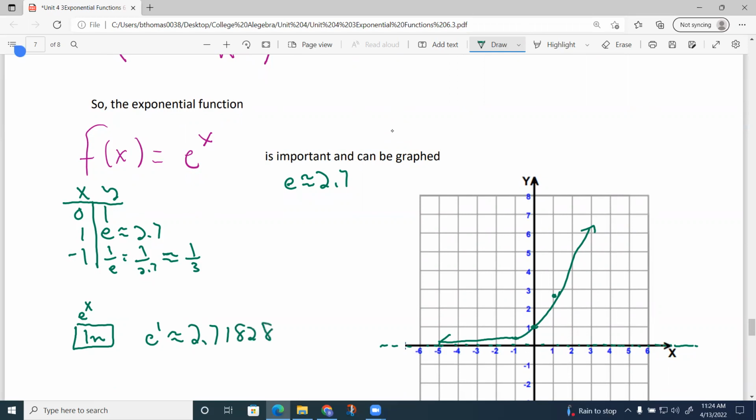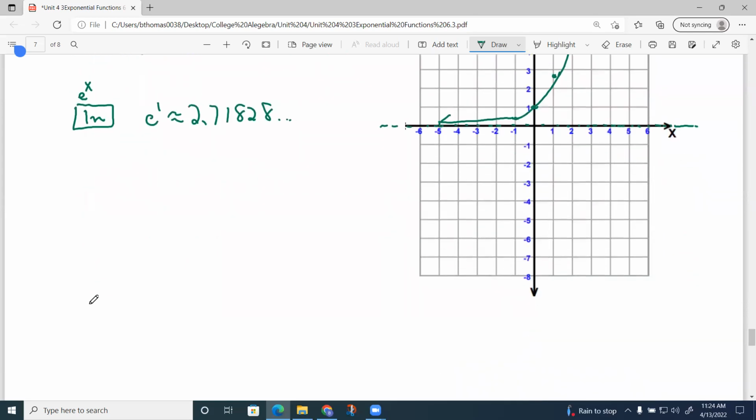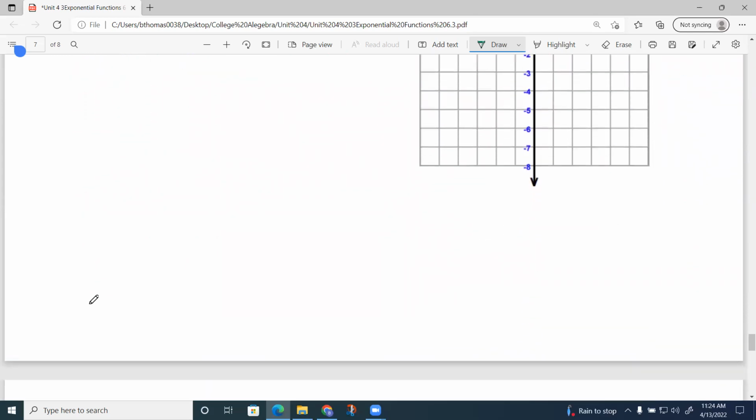So that's how we actually put e into the calculator, is right above this ln symbol. There's this e to the x, and I can change the x to 1 and put that into our calculator. So you can try that, see if you can get that to work.